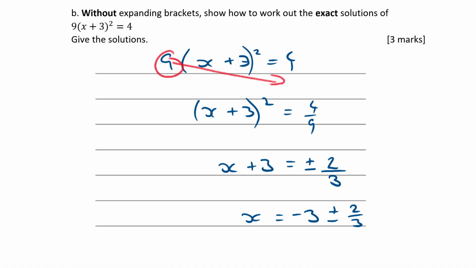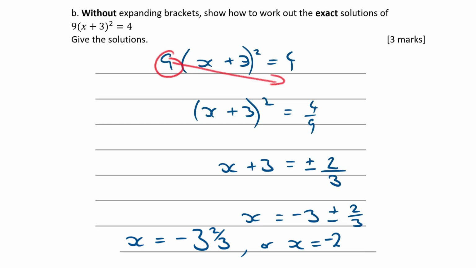I'm going to get a solution when I add 2/3 to -3, and another when I take 2/3 away from -3. So x is going to be equal to -3 minus 2/3, which is -3 and 2/3, or x equals -3 plus 2/3, which is going to be -2 1/3.